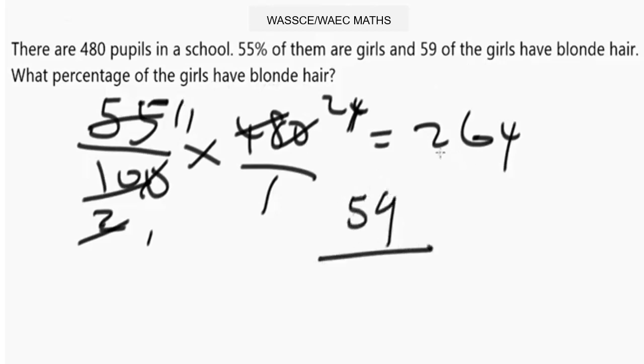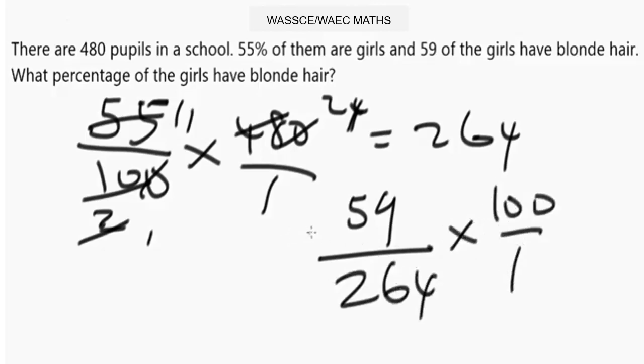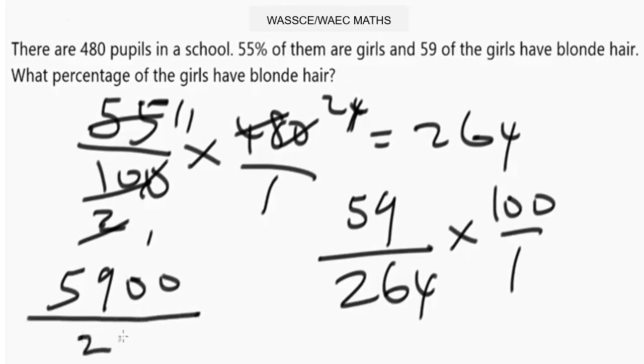59 over this population of the girls, 264, times 100 over 1. Okay, so when you punch this straight on the calculator, or if you want to break it down to show working, 59 times 100 will give us 5,900 over 264. So when you break this down, then punch it on the calculator, it's going to give us the percentage of the girls that have blonde hair.